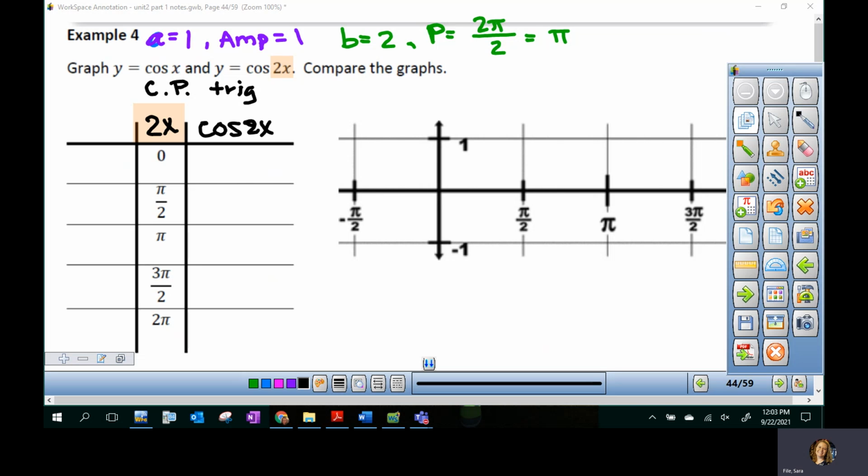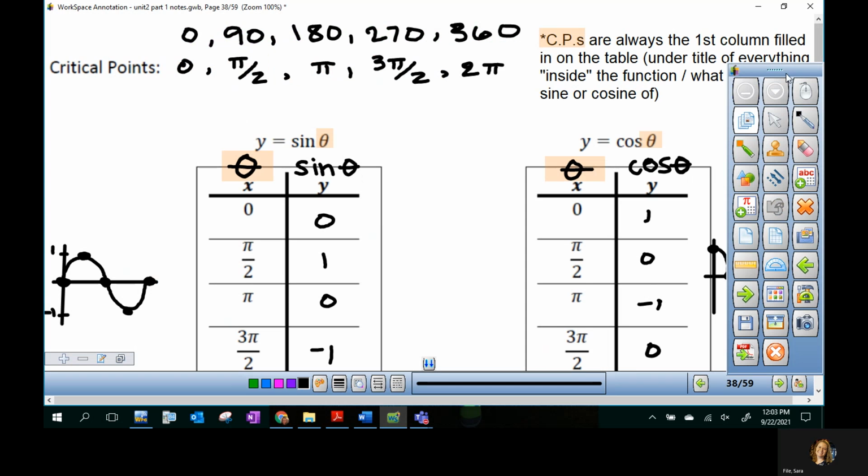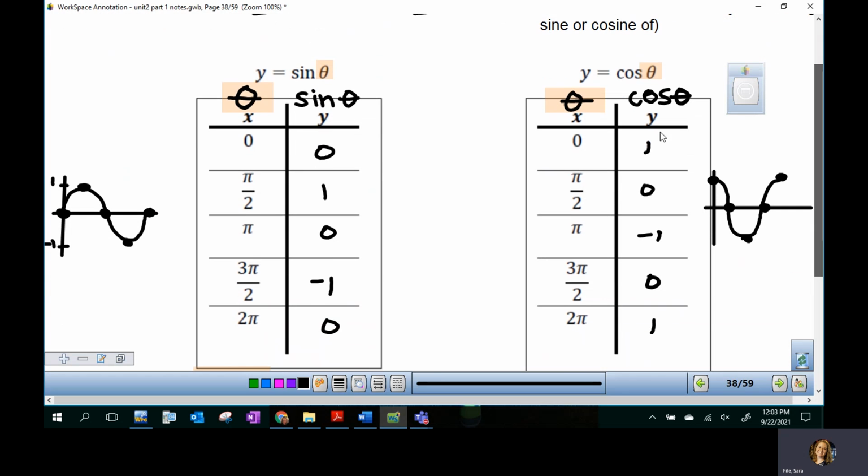Let me find the right page. When we talked about how sine starts at the origin, goes up, back down to the low, back to the x-axis, sine at the critical points was 0, 1, 0, negative 1, 0. And cosine starts up at the high, goes through the x-axis down to its low, back through the x-axis to its high. So it's 1, 0, negative 1, 0, 1. So these are the numbers we're filling in the trig column right there.